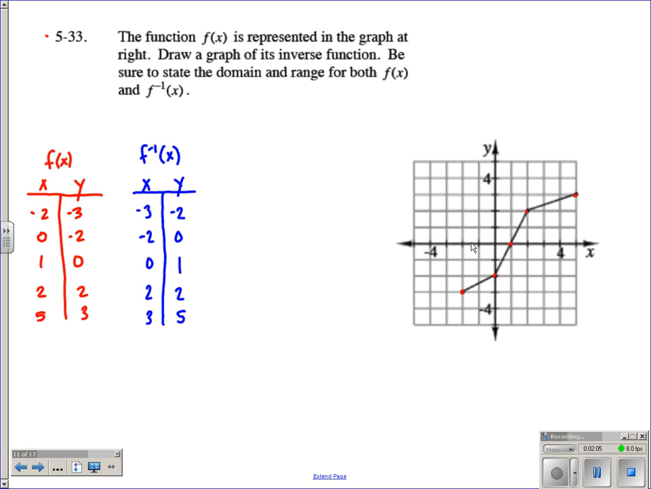Let's go ahead and plot those on here. So we have back 1, 2, 3, down 1, 2. We've got -2, 0. Then we've got 0, 1, 2, 2, and then 3, 5. So I'm going to just sketch this one in here. We're going from here to here. There. We'll actually go straight through that to this point, and then it shifts up.